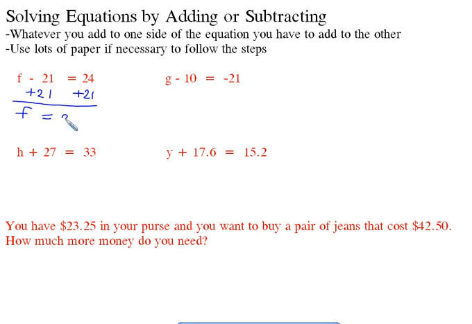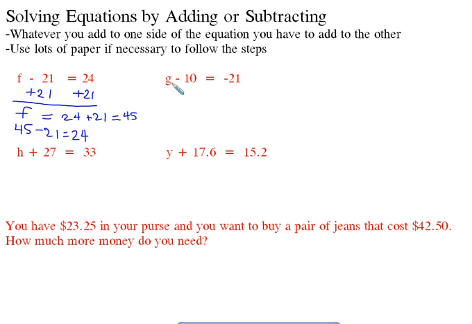Now I've got 24 plus 21 over here, and that's just going to be equal to 45. And then I go ahead and check this answer, make sure that makes sense. Does 45 minus 21 equal 24? That makes sense, so it's right.